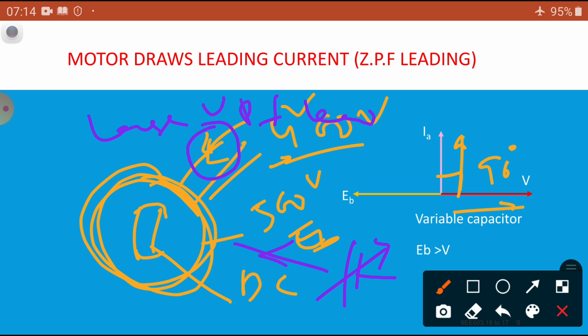In this synchronous condenser, we excite the DC supply to the rotor conductors, and at this condition it acts as an overexcited condition. In this condition, the induced back EMF EB is greater than the applied voltage. During this period, it draws current from the supply at a leading power factor. That means it generates a large reactive power.